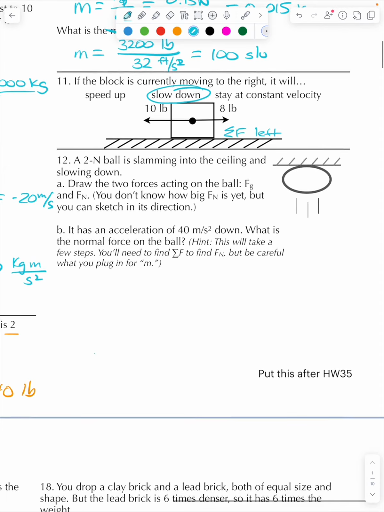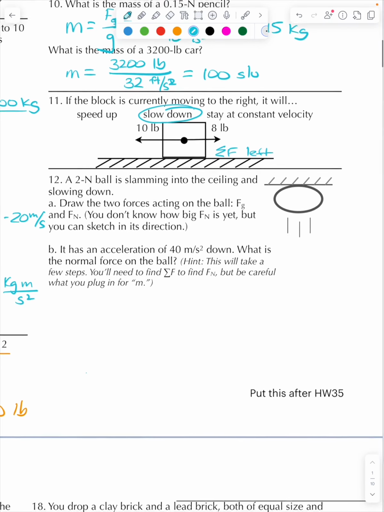A 2 Newton ball, that's its weight, because I'm giving newtons, not kilograms, is slamming into the ceiling and slowing down. Draw the two forces acting on the ball, F sub g, its weight, and F sub n, the normal force. We don't know how big the normal force is yet. We're just going to do a placeholder.